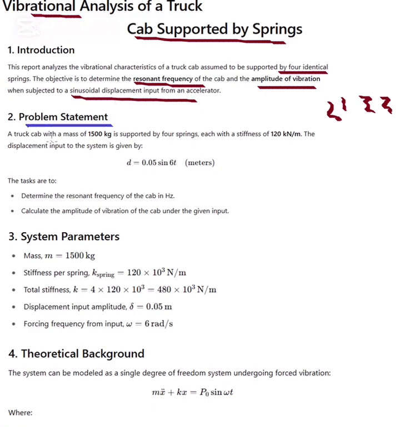Problem statement: a truck cab with mass of 1500 kg, supported by 4 springs. Each spring stiffness we also know, and the displacement input into the system is a forcing function, 0.05 sin(omega t), where 0.05 is the displacement amplitude and omega is the forcing frequency. Determine the resonant frequency and calculate the amplitude of vibration of the cab under the given input. So mass we know, spring we know, total stiffness, the displacement, and forcing frequency are given.